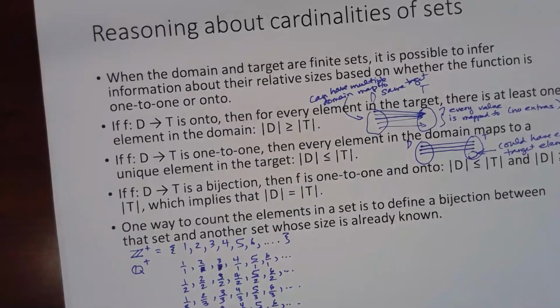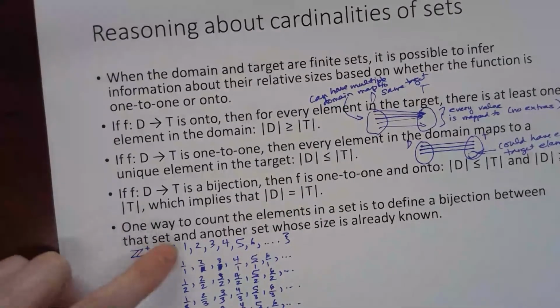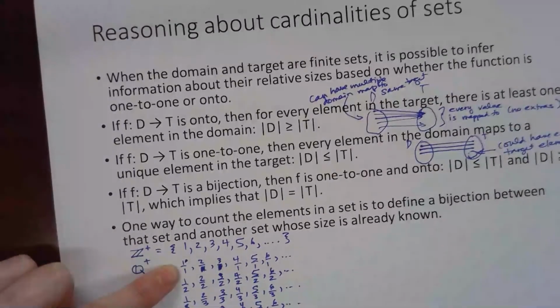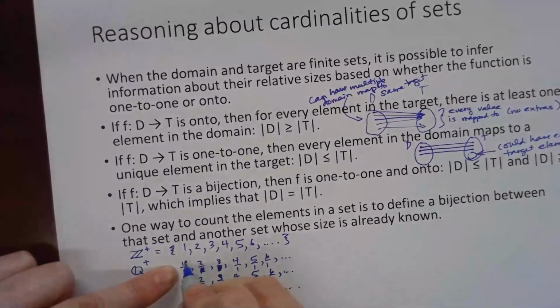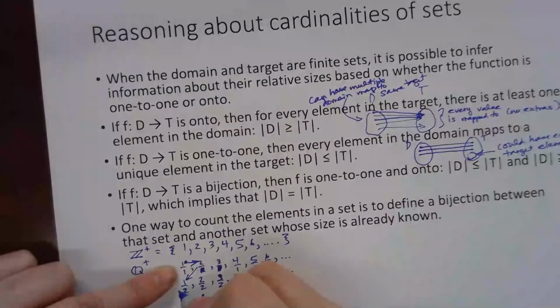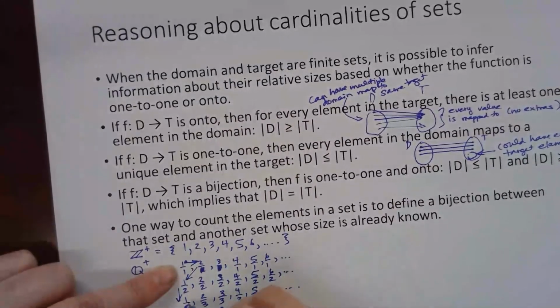So I can say, all right, well, I'm going to map 1 to this one. Okay, I'm going to start here. I'm going to map 2 to this one, 3 to this one, 4 to this one, 5 to this one, 6, 7, 8, 9, 10, go down, 11, 12, 13, 14, 15, 16, 17. And you get the idea.